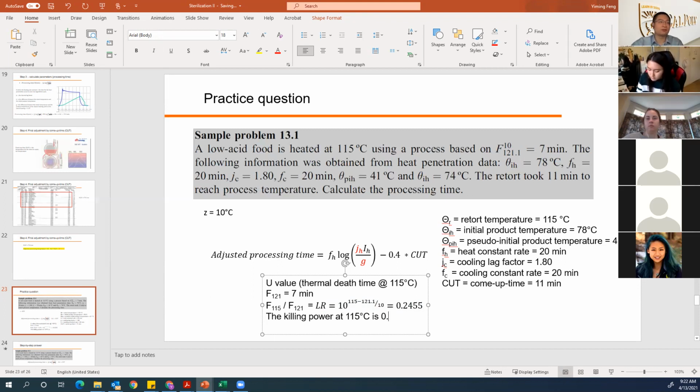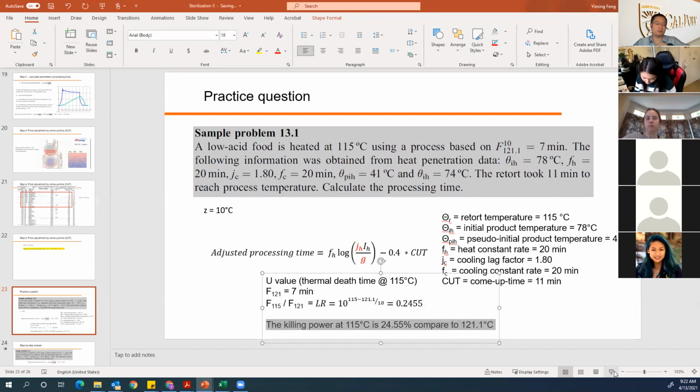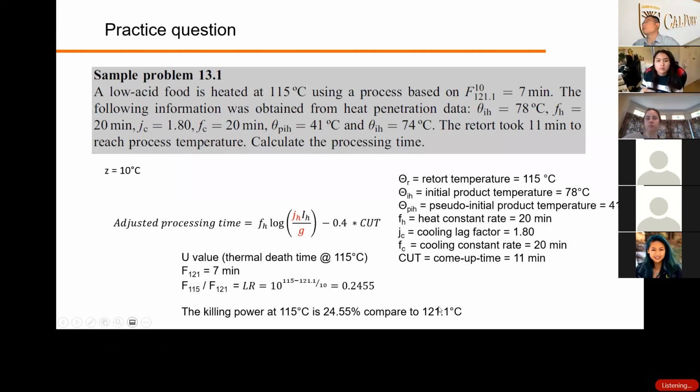And this number means the killing power at 115 degrees C is 24.55% compared to 121.1 degrees C. This was something that we reviewed at the very beginning of this class, right? Guys, is this understandable?